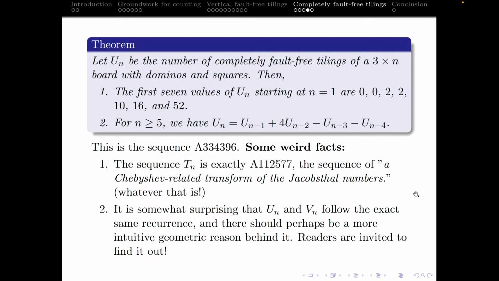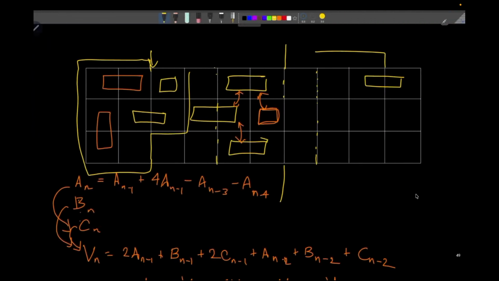And also Un and Vn follow the same recursion, which is not very unexpected, because they are after all dealing with the lack of faults. So both of these are vertical fault-free tilings, and even though we introduce the fact that Un cannot have horizontal faults, the reason why Un does not have horizontal faults lies exactly in how the tiling starts. So the fact that Un does not have horizontal faults is exactly determined by this tile here and that tile in the end.